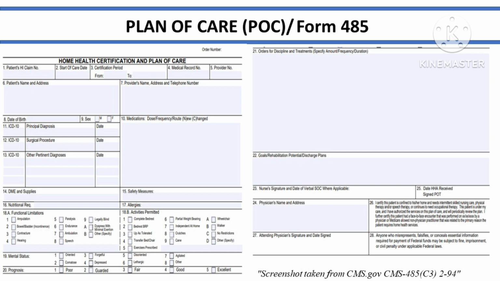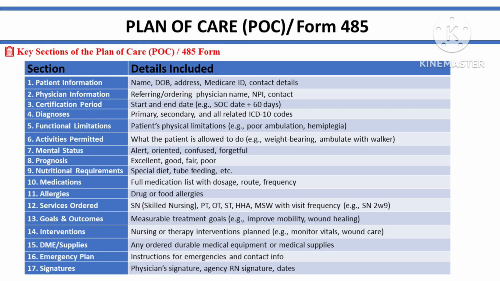It must be signed by the physician who is overseeing the care. A complete and accurate POC is critical for reimbursement, compliance, and clinical outcomes. Key sections of the Plan of Care 485 form. First section is patient information. This includes name, date of birth, address, Medicare ID, and contact details.